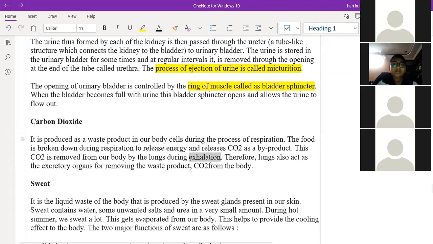Okay, this CO2 will be removed from our body with the help of lungs, during the exhalation. So lungs also act as an excretory organ for removing waste products, that is CO2, from the body.